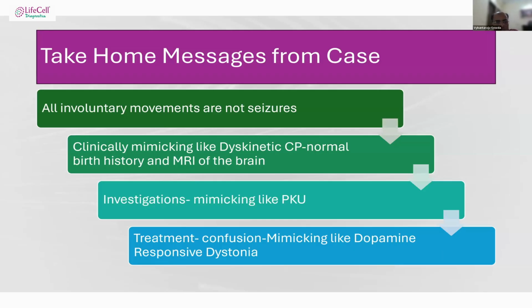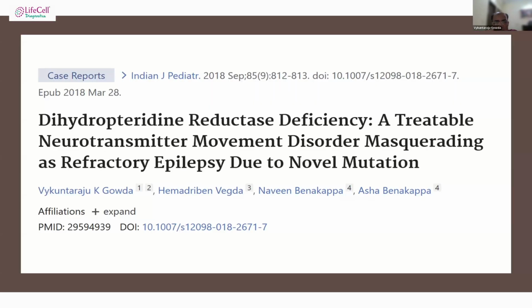So the important message from this case is that all involuntary movements are not seizures, so they should not be treated as seizures. In clinically mimicking dyskinetic CP with normal MRI and normal birth history, you should always investigate for further metabolic conditions. So increased phenylalanine is not always due to PKU. You should consider other tetrahydrobiopterin defects because they have a specific treatment modality compared to the regular diet control itself. So this child was basically suffering from DHPR deficiency and was treated with simple L-DOPA, and the child has significant improvement.